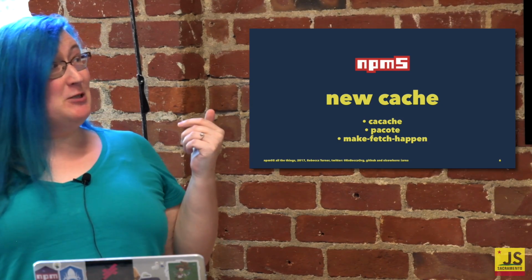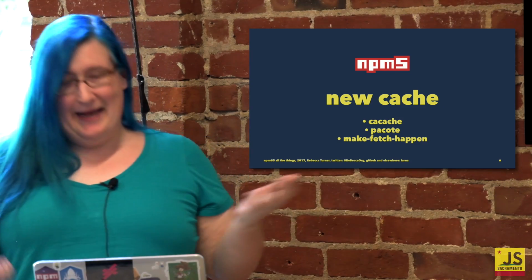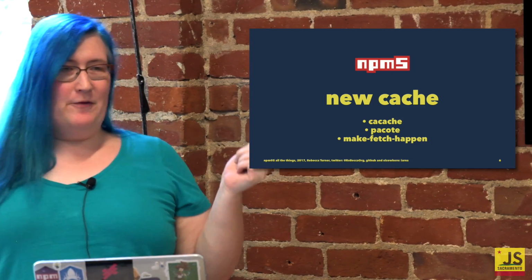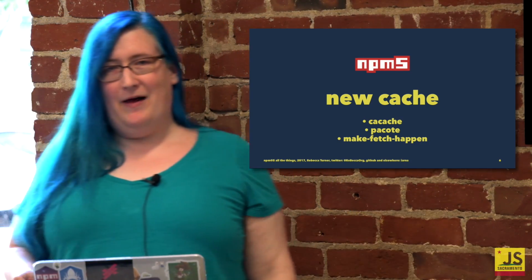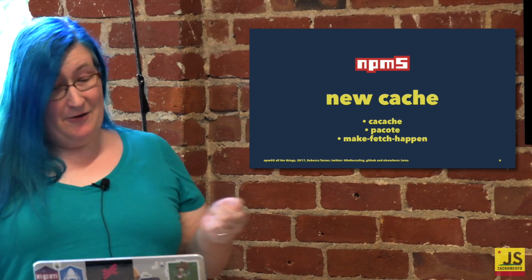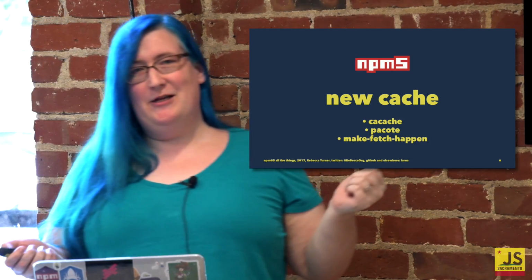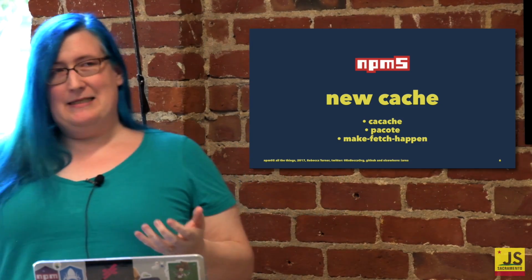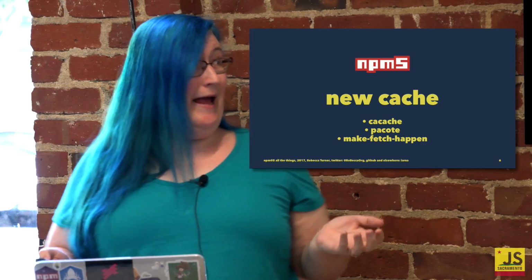So the new cache is split out into 3 modules. You've got cacache, which is a content addressable cache, right in the name. It's the core thing that does writing. It allows arbitrary concurrency with no lock files, which is why it's so fast. There's pacote, which is Portuguese for package. It's the thing that actually knows how to download packages off the internet. It's the thing that knows how to talk to the registry. And it stores stuff using cacache.